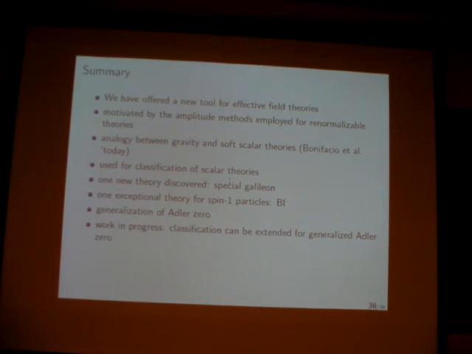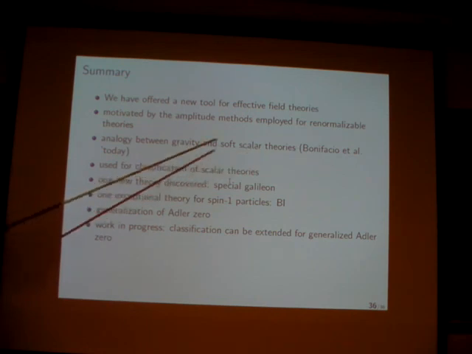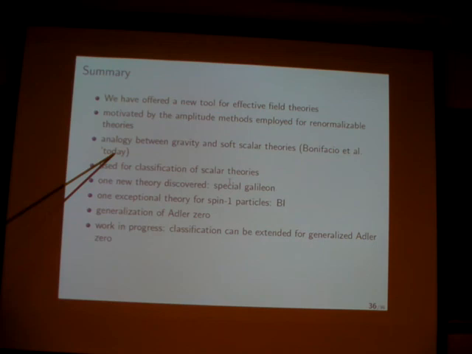So let me summarize what I tried to convince you of. I tried to convince you there is a possibility to study effective field theories more generically. It's motivated by the methods employed for renormalizable theories. There is a lot going on. For example, there is the analogy with the renormalizable theory, which I already mentioned, and there is also an analogy between gravity and soft scalar theories, which is from today's article. I haven't put much about it because I haven't read it yet, but it seems a nice paper. So we use it at least for the classification of scalar theories.